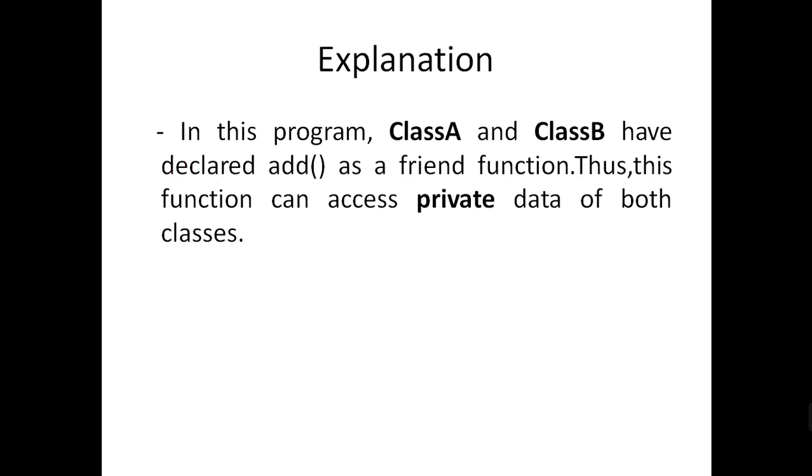For the above example, class A and class B have declared one function, that is add, as a friend function. Thus this function can access the private data of both classes. This is the meaning of a friend function. Class A and class B have both declared the same function, that is add. Add is declared to indicate the friend function. That's why it can access the private data of both classes, that is class A and class B.